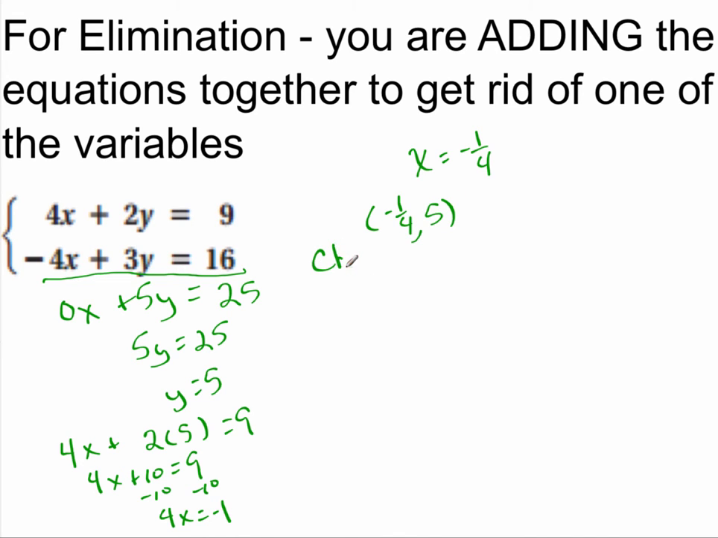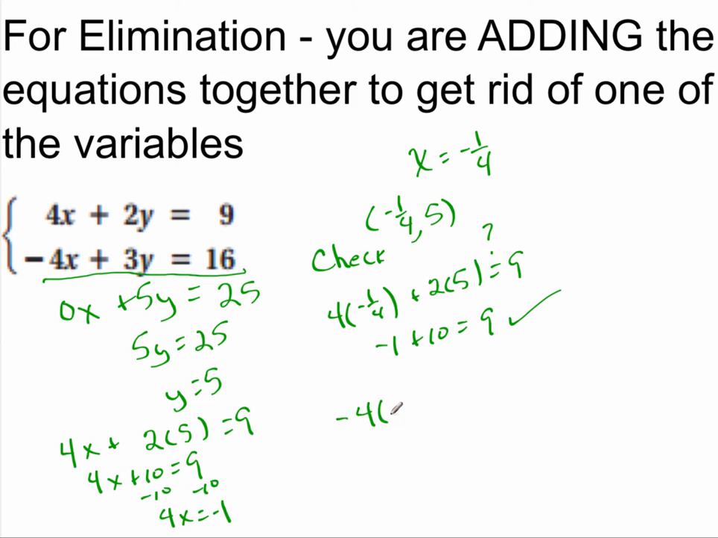You're going to want to check this. 4 times minus 1/4 plus 2 times 5. Does that equal 9? Well, this is negative 1 plus 10. Indeed, that does equal 9. You do have to check the second one. Minus 4 times minus 1/4 plus 3 times 5. Does that equal 16? I don't know. Well, this is just plus 1 plus 15. Yes, indeed. So this indeed is my answer.